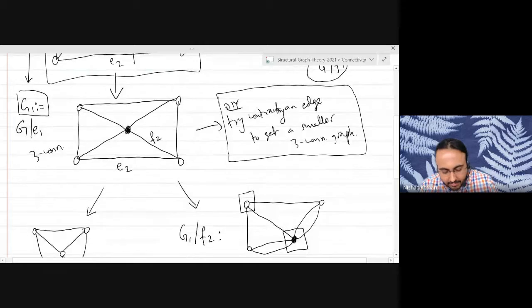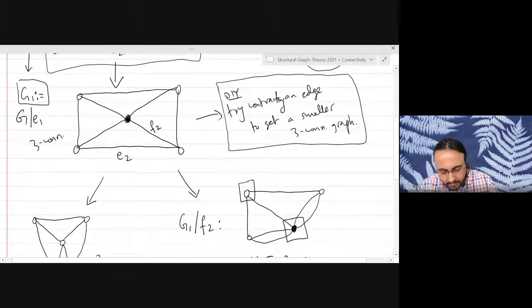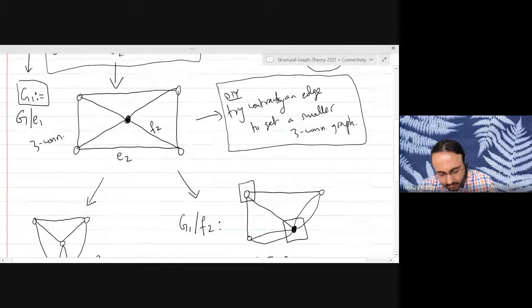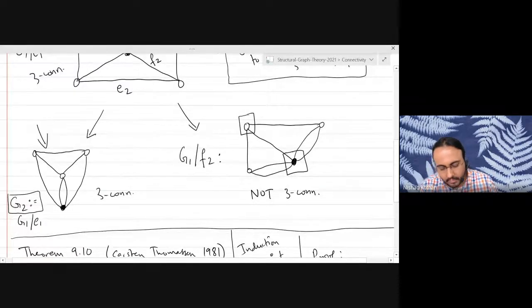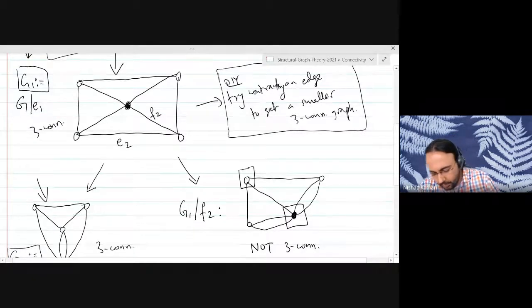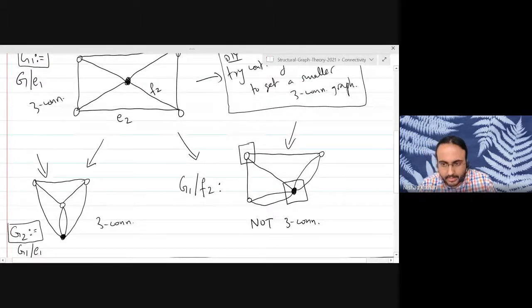And if you try further, you will be able to see that in the graph G1, if you contract the edge E2, you will get this graph, which is 3-connected. However, if you contract the edge F2, you will get this graph, which is not 3-connected, because there is a 2-vertex cut that I have shown in the boxes. Okay?